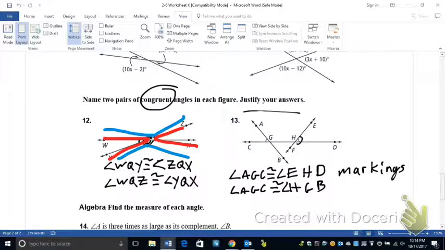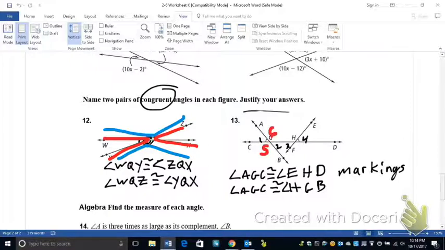Right there. We also have, and I'm not going to write these down, I already got 2 down, but I'm going to show you other possibilities. AGH is congruent to CGB. Again, vertical angles. EHG is congruent to FHD, vertical angles. EHD is congruent to GHF, vertical angles.